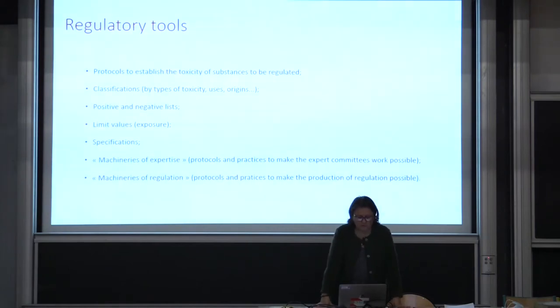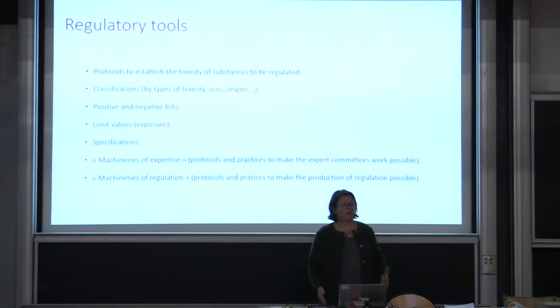We very often talk about protocols, the protocols to establish the toxicity of the substances. So there are protocols. Certain tests are chosen and others are set apart. So there are official protocols. They were producing also classifications. This is an important tool for the regulations. And by type of toxicity, type of use, origins, there are lots of classifications which were produced, including some called positive and negative lists.